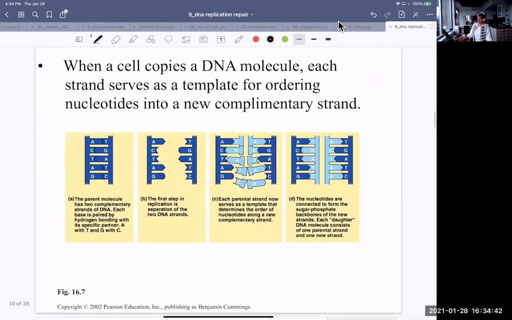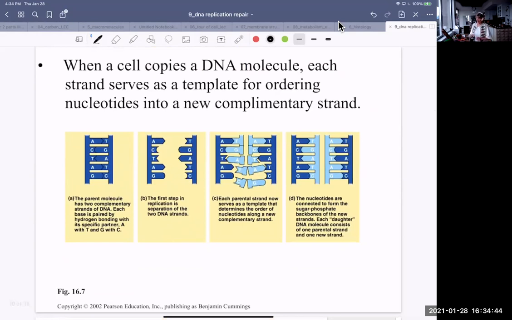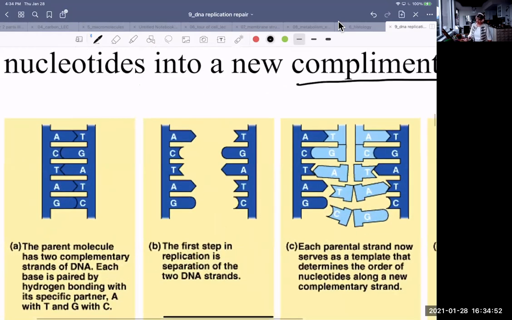So when a cell copies a DNA molecule, each strand serves as a template for ordering nucleotides into a new complementary strand. So I showed this before, but red and black. Here it is in blue. Here's the dark blue parent molecule. So the molecule that's about to be replicated is called the parent molecule. The first step of replication is separation of the two strands. And as you saw in the video, that's done by an enzyme called helicase. That's the unzipper.